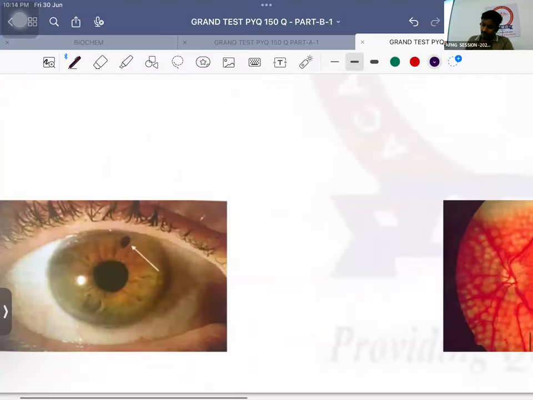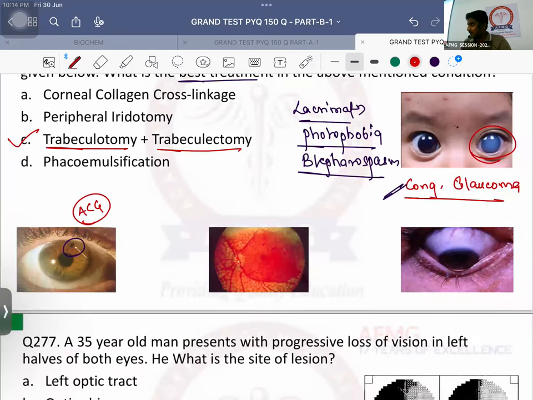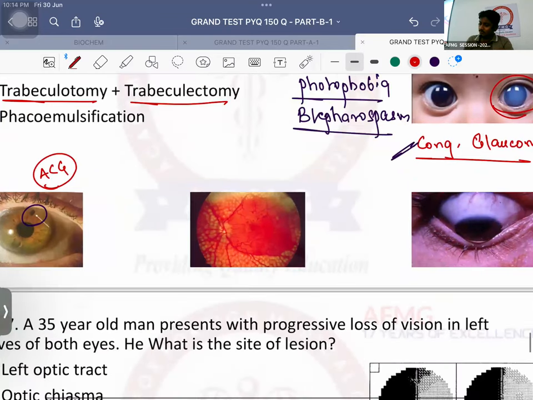Peripheral iridotomy is this one. When do we do peripheral iridotomy? Angle closure glaucoma, when there is less than 180 degree synechiae. Okay? No issues with this. What is this? Very good.